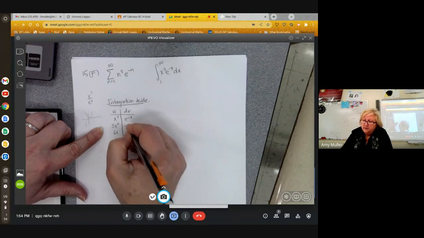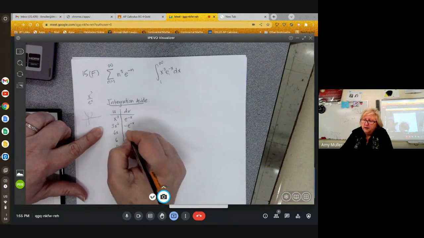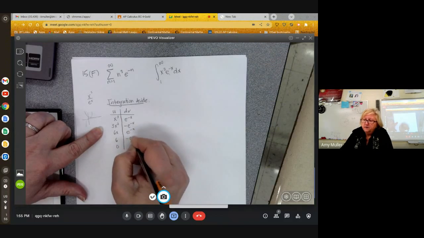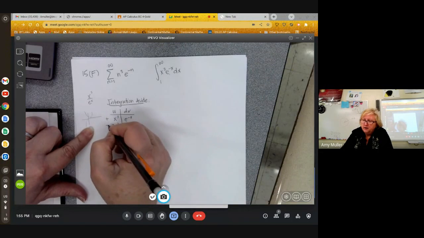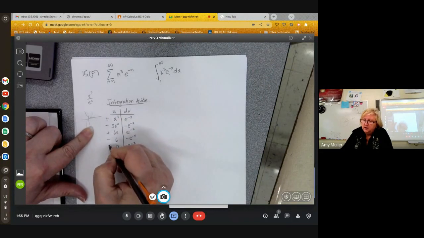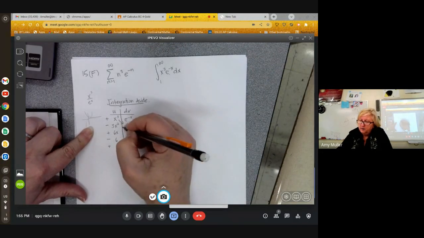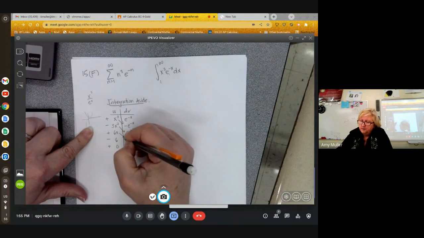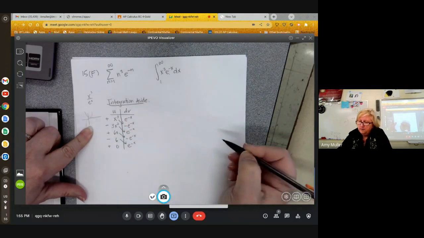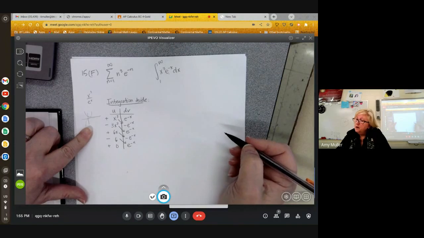So these signs are going to flip-flop. This is going to be negative e to the negative x, e to the negative x, negative e to the negative x, e to the negative x. And then I make this plus, minus, plus, minus, plus. And then we multiply down here. So they end up all the same. Yes, they're all negative. Interesting.